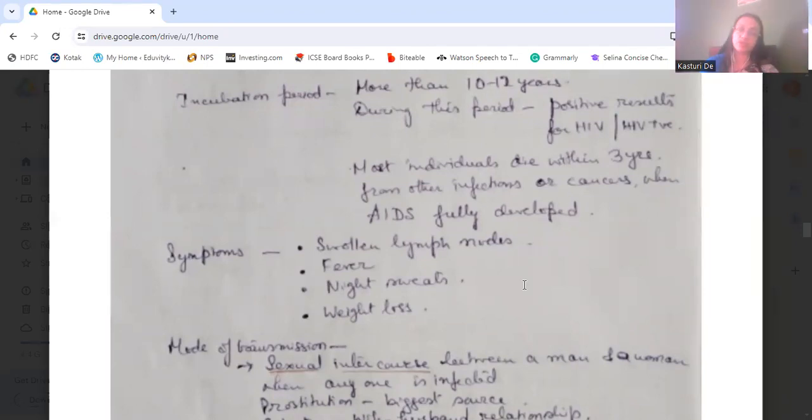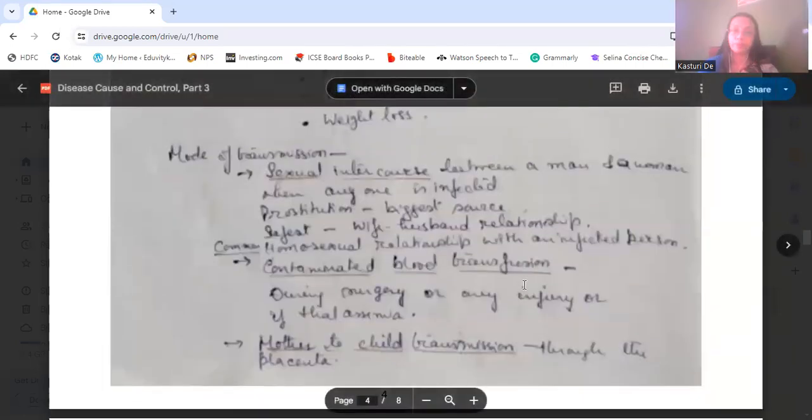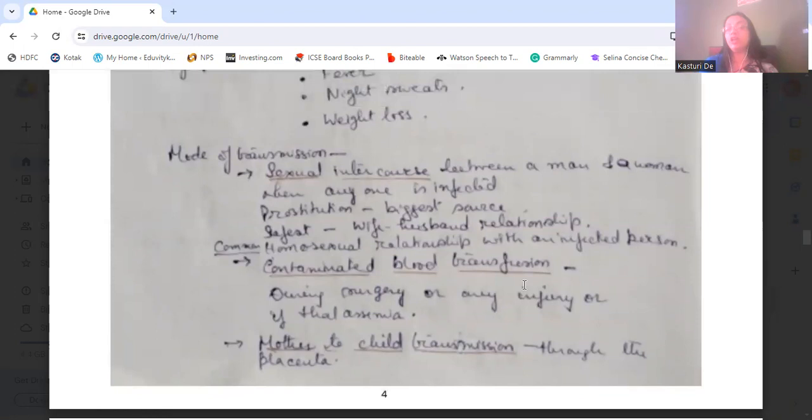Then the mode of transmission is mainly through sexual intercourse between a man and a woman. When anyone is infected, man or woman, then sexual intercourse is very dangerous. Prostitution is the biggest source. The safest relationship is the wife and husband relationship, only one single relationship. A homosexual relationship with an infected person can also be the source.